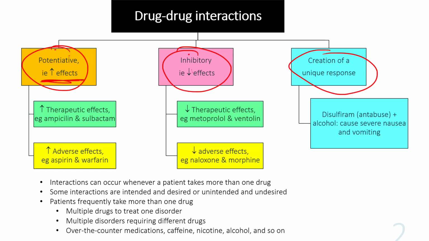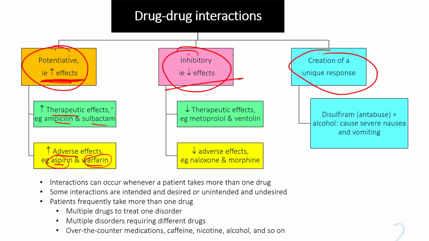In terms of the increased effects, it can be an increase in the therapeutic effects or an increase in the adverse effects. If we look at the increase in the therapeutic effects, we have 2 antibiotics, and when they're given together, they increase the ability to destroy the bacteria in question. If we look at the potential for 2 drugs to lead to increased adverse effects, we see aspirin and warfarin, and both drugs are involved in inhibiting the clotting pathway. So if you give aspirin and warfarin together, the likelihood of hemorrhage, or clots not forming, is fairly high, because both of them work to inhibit the clotting cascade.